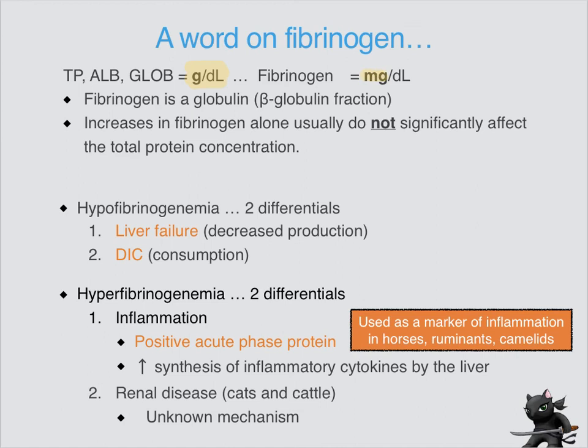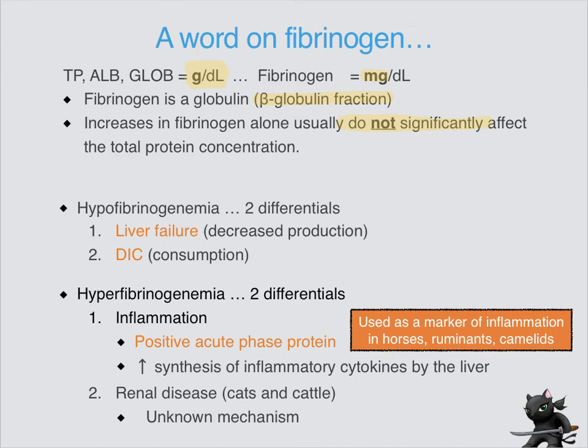Okay, it is in that globulin fraction, so it's your total protein, your albumin, and then everything else. It's one of the everything else. For those of you who are ClinPath nerds, it's located in the beta globulin fraction within the protein electrophoretogram. I don't expect you guys to know that, but those of you who are excited about it, there you go. And increases in fibrinogen alone, when it's fibrinogen by itself, usually do not significantly affect the total protein concentration. And that's because it's measured in this smaller amount. It's a little tiny protein in that whole globulin fraction. It's just one little bit of it.